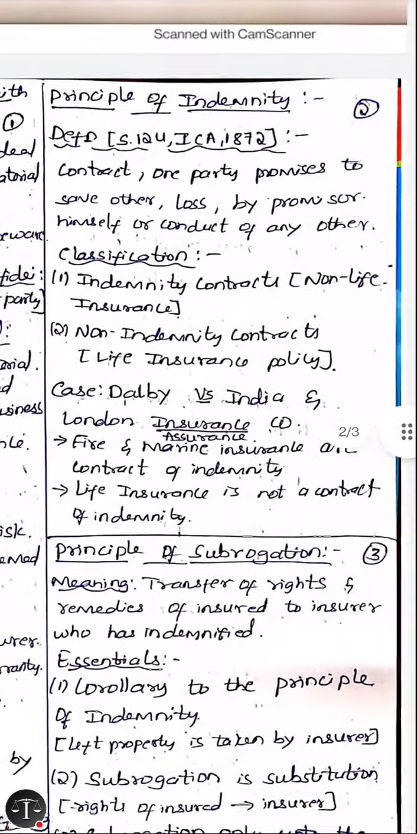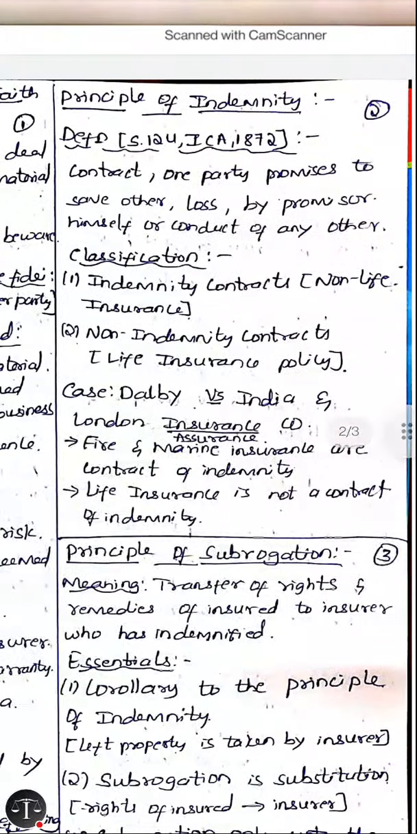The next principle is the principle of indemnity. So what is the principle of indemnity? The definition is given under section 124 of the Indian Contract Act 1872. Indemnity is a contract where one party promises to save the other from the losses occurred by the conduct of the promisor himself or by the conduct of any other person. It is called a contract of indemnity.